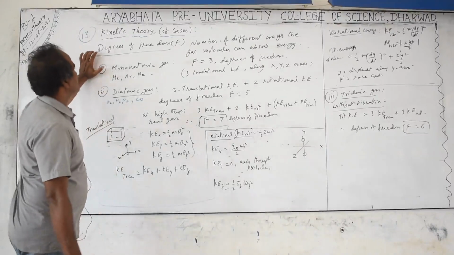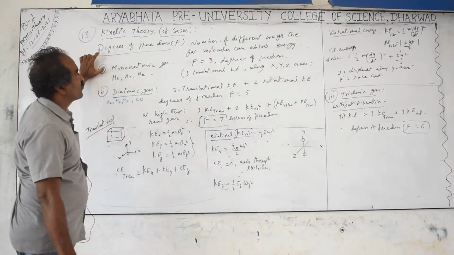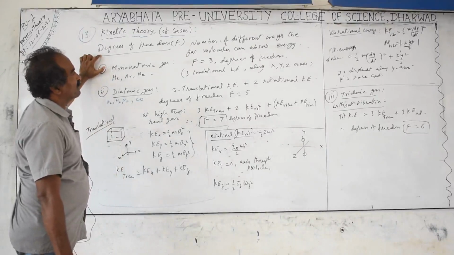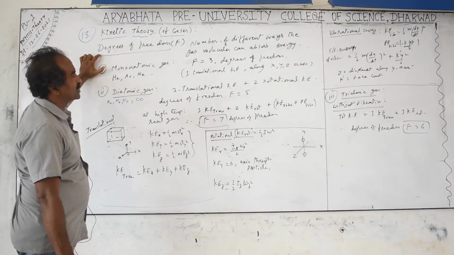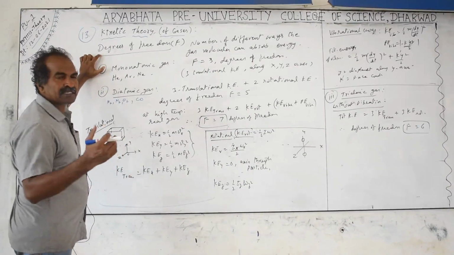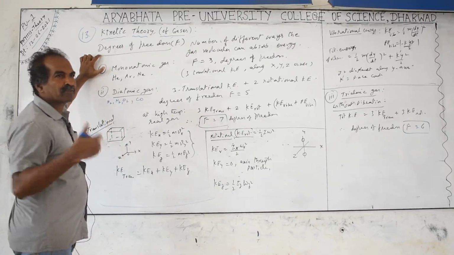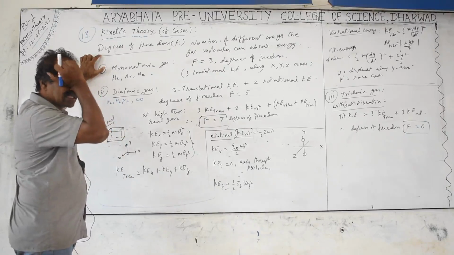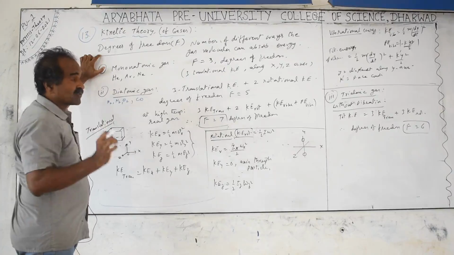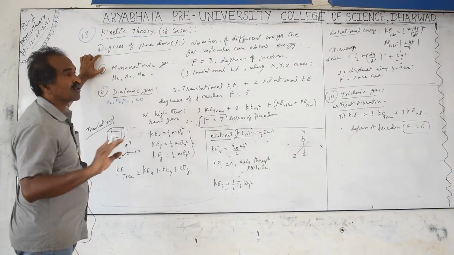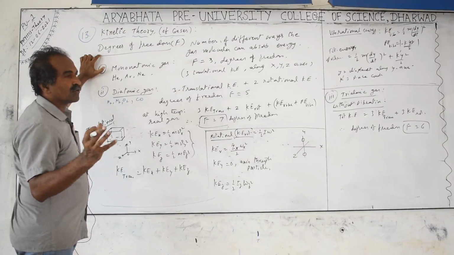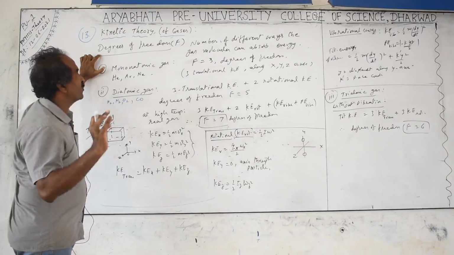Next point in this theory of gases is degrees of freedom: the number of different ways the gas molecule can absorb energy. Whenever the particles are moving, we require some energy. That means the kinetic energy of gases depends on the temperature. Ideal gases we are discussing, please. Ideal gases don't have forces of attraction, so there is no potential energy, only kinetic energy.